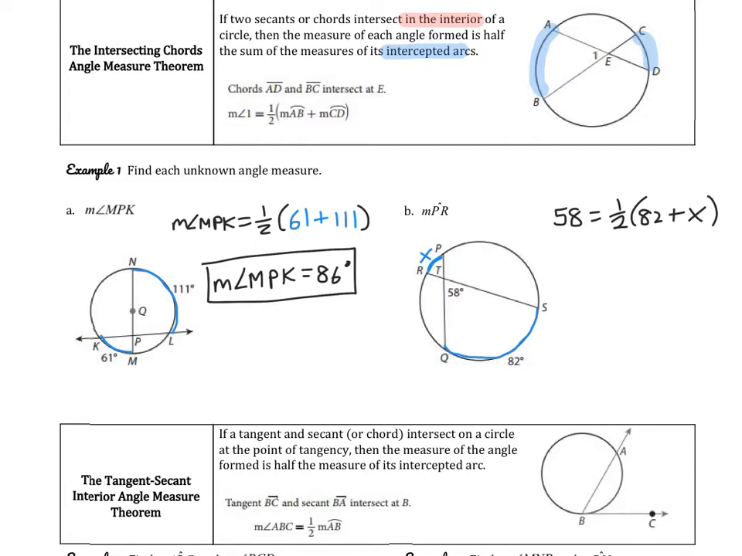Now I would start by multiplying both sides by 2 to get rid of this fraction. That gives us 116 equals 82 plus x, and now we just need to subtract 82 from each side, and we get x equals 34. So the measure of arc PR is 34 degrees.